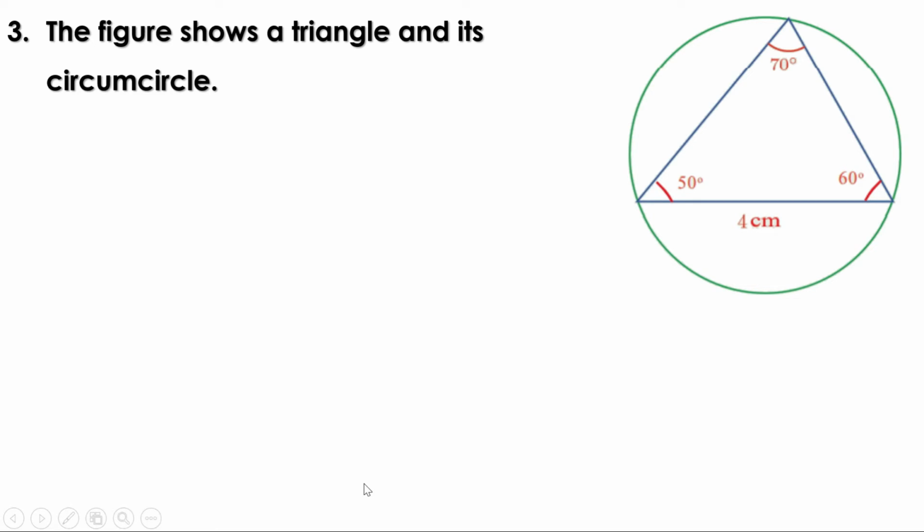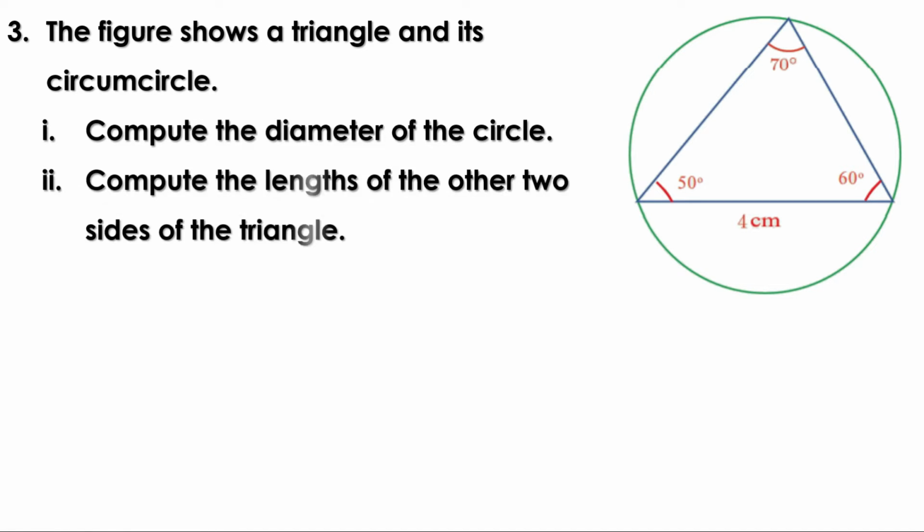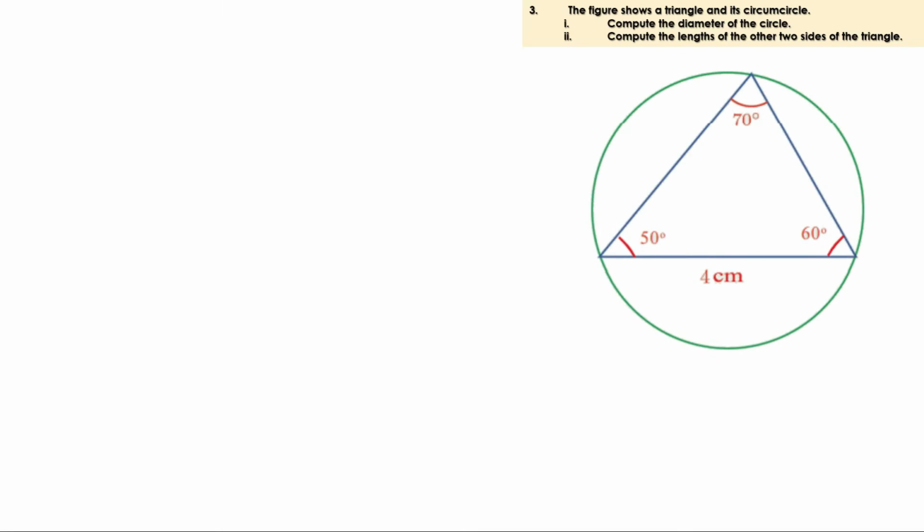The figure shows a triangle and its circumcircle. Compute the diameter of the circle. Compute the lengths of the other two sides of the triangle. Let us give a name for the triangle at first. Let it be ABC. Here the length of the chord AB is 4 centimeters and this angle is 70 degree. Therefore, half the central angle of this chord is also equal to 70 degree. We know the length of the chord is double the product of the radius and sine of half the central angle. That means AB equals 2r sine 70 degree.